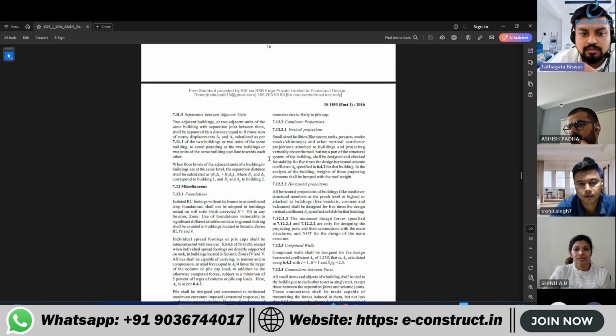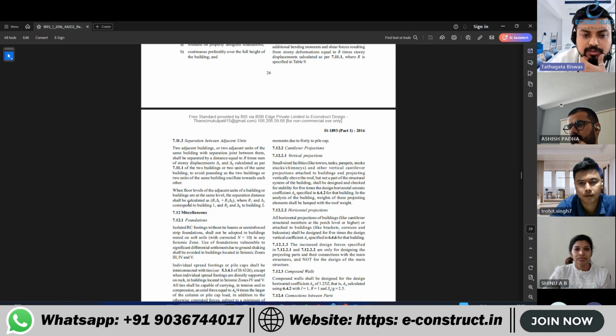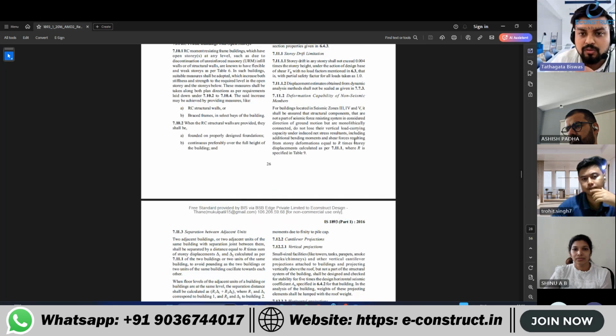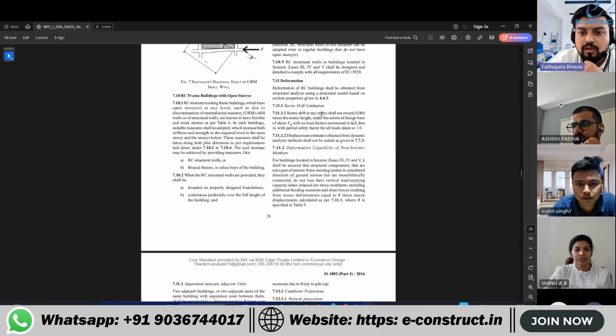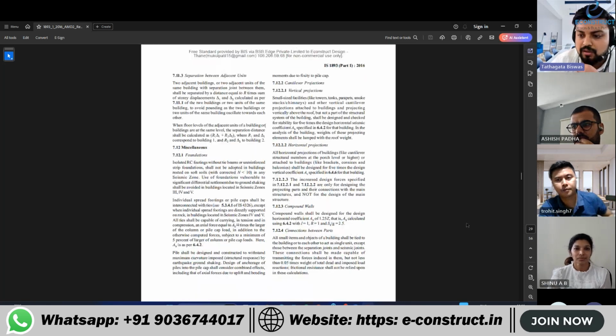So next, it is basically about the pounding effect. The expansion joint, whatever you are giving, needs to be set in such a way that one building should not fall on another one during the deflection or deformations. That is what is being told. So adjacent units separation is followed by this formula. And also story drift limitation, this 0.004, we all know that.